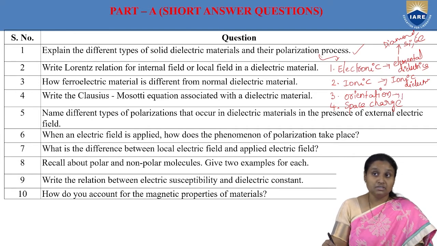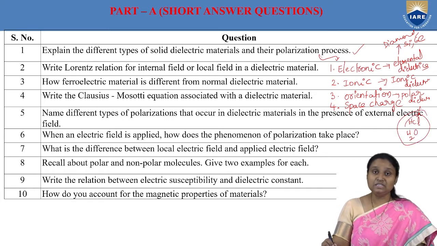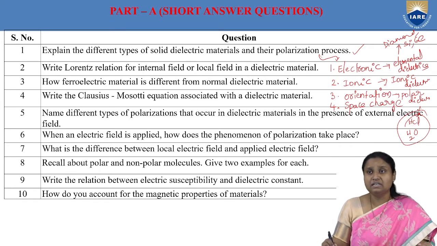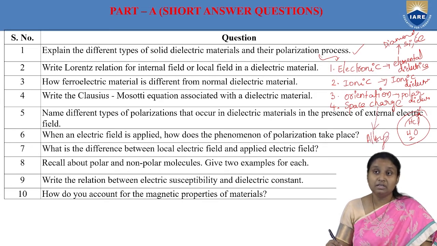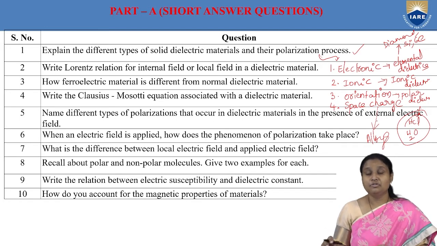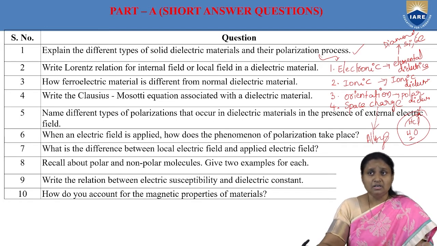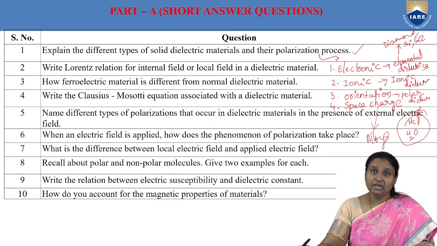Then orientation polarization occurs in polar dielectrics, such as hydrogen chloride or water, where hydrogen bonds are present. In each molecule, without any external electric field, one atom acts as the positive end of the dipole and the other atom acts as the negative end. Space charge polarization generally occurs in alloys, where we combine different elements and non-elements, and we have the formation of interfaces. So these are the different polarizations occurring in different dielectric materials.